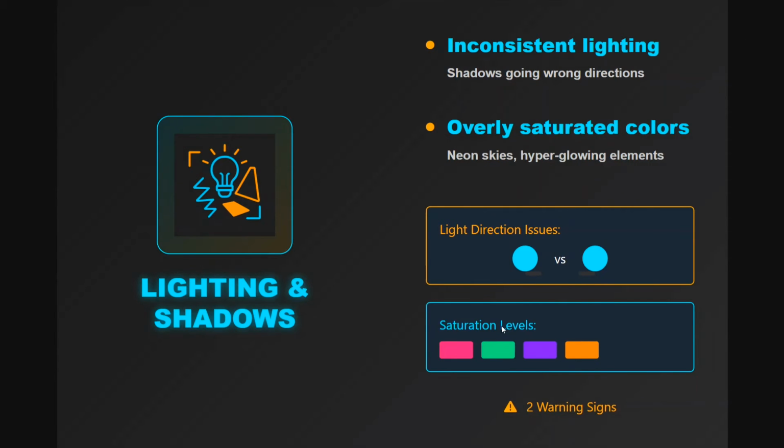Lighting and shadows, this is a very interesting one. Inconsistent lighting, shadows going in the wrong direction, they are not able to follow physics, you remember. So the colors might look a little off. Overly saturated colors, neon skies, hyper glowing elements. This is something that you might have observed by now. Light direction issues, saturation levels.